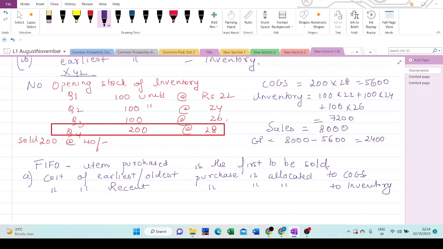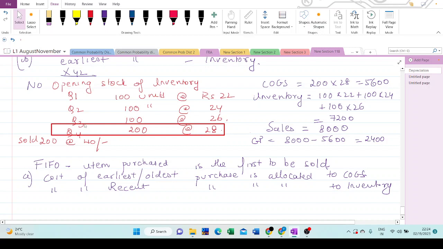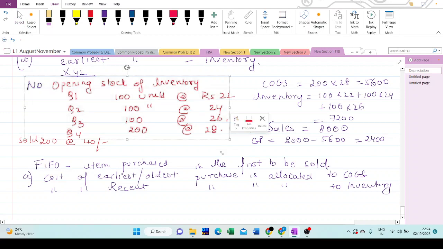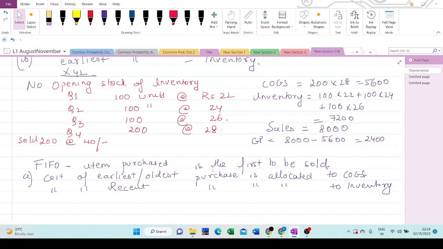So guys, now what we do is basically, we'll take this same data and we'll calculate COGS and inventory under FIFO. Right? Now cost of the earliest purchase is allocated to COGS, right? So guys, we've sold 200 units in the year, so we shall allocate the cost of the earliest purchase of 200 units to COGS. So what would be that, guys? Guys, the earliest purchase is in Q1 or in Q4? Q1 and Q2. Okay, so the earliest purchase of 200 units was 100 units in Q1 and 100 units in Q2.